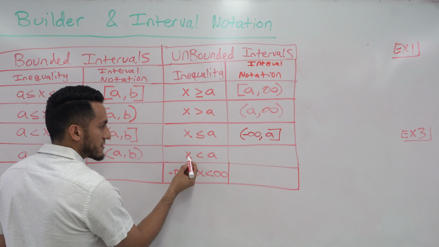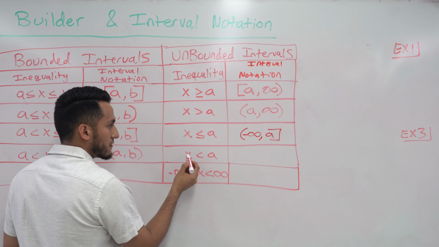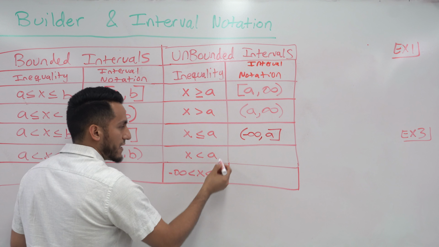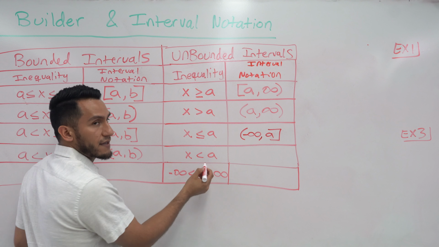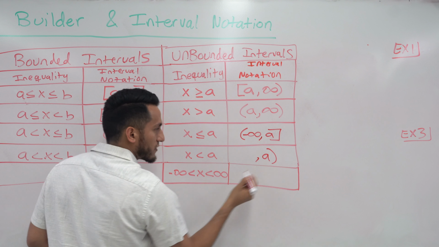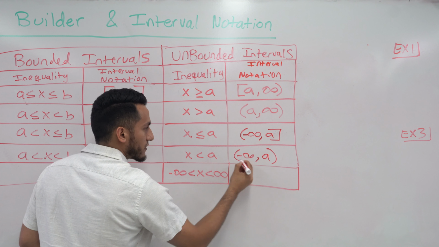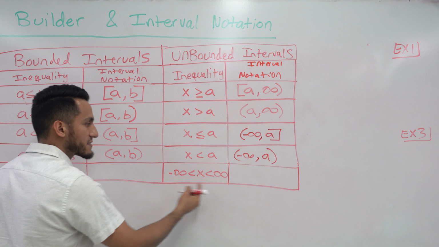Okay, this next one says x is less than a. So again, x is less than a. It cannot pass a, it has to be less than. So that means a is the biggest. So a would go on the back, it doesn't equal x, so we use parentheses. What goes in the front? Again, negative infinity, parentheses.